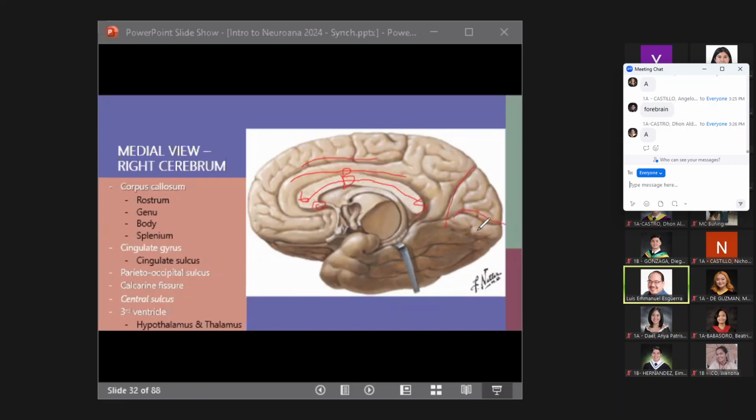This is the part of the central sulcus. This is the area of the third ventricle. You have the thalamus. This is the hypothalamus here, and then the thalamus in the area of the third ventricle.